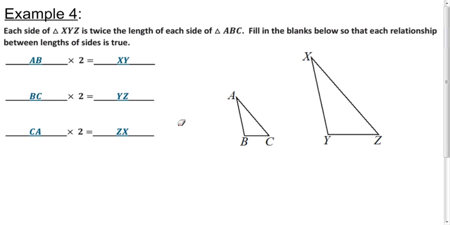Now, just because you don't have the same order as I do doesn't mean it's wrong. You could flip the order here and say CB and ZY, and that's still correct, as long as your corresponding parts line up.